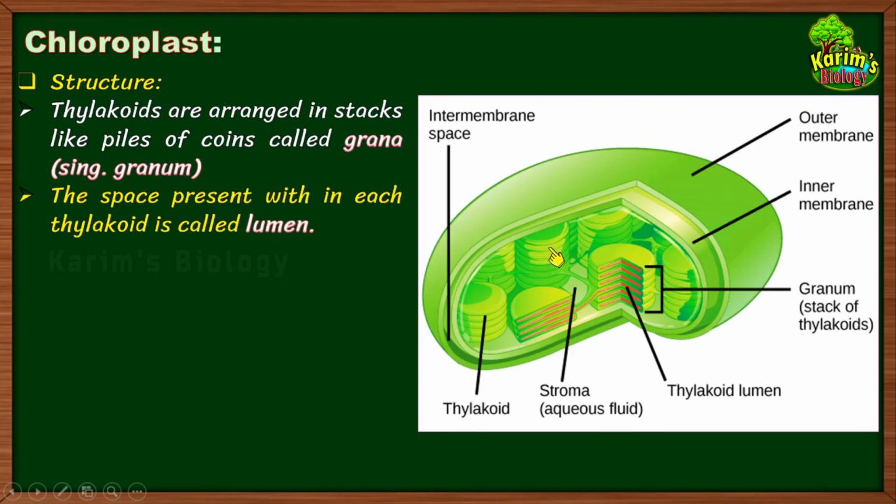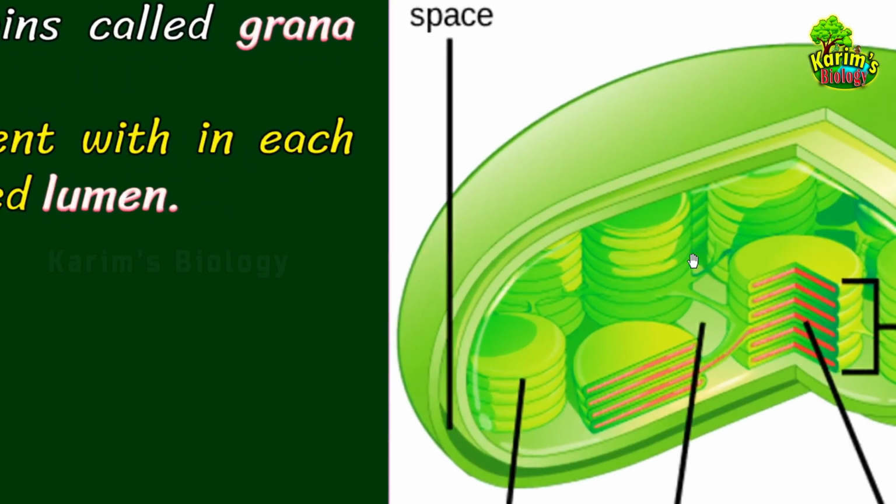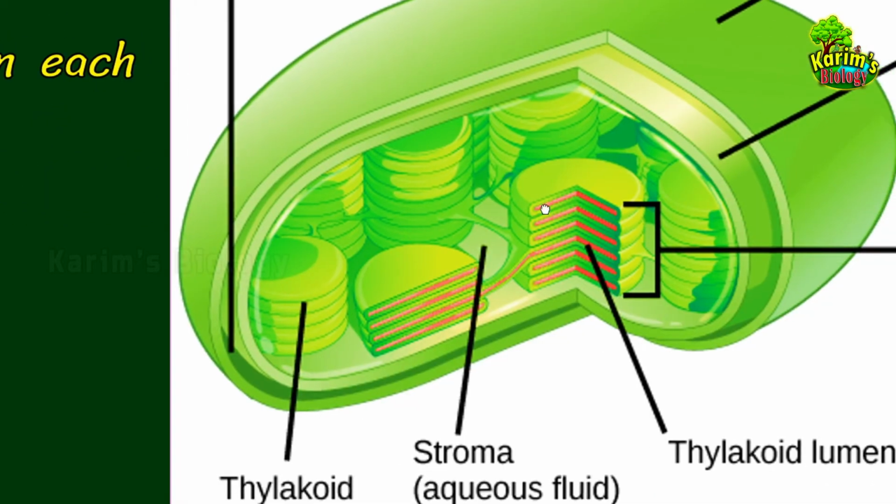The space present within each thylakoid is called the lumen. I told you that thylakoids are bag-like structures, right? When they are flattened bag-like structures, within them there may be some empty space present, right? So let me zoom in and show you that space. You can see this is the stack-like structure. This is a single thylakoid, and can you see this red colored area? It is represented with red color. This empty space within this thylakoid is called the lumen.